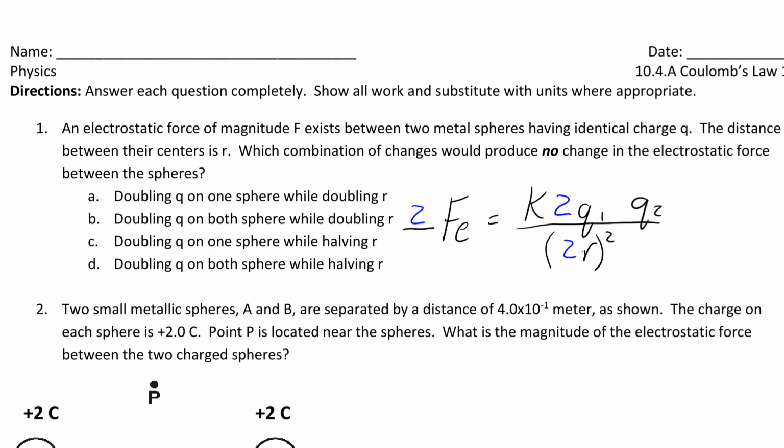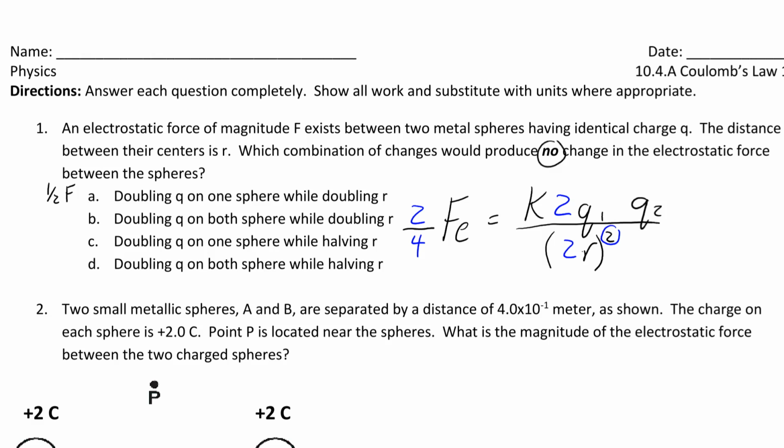But remember, the radius is being squared, so you have to do 2 squared. 2 times 2 is 4. So the force becomes 2/4 as great. Or if you reduce that, this is 1/2 as great. 1/2 Fe. So we could write this like this, or 1/2 F, right? So if F was originally 50 newtons, for A, it would be half of that. 50 times 1/2 is 25 newtons. So that's not what we want. We want no change.